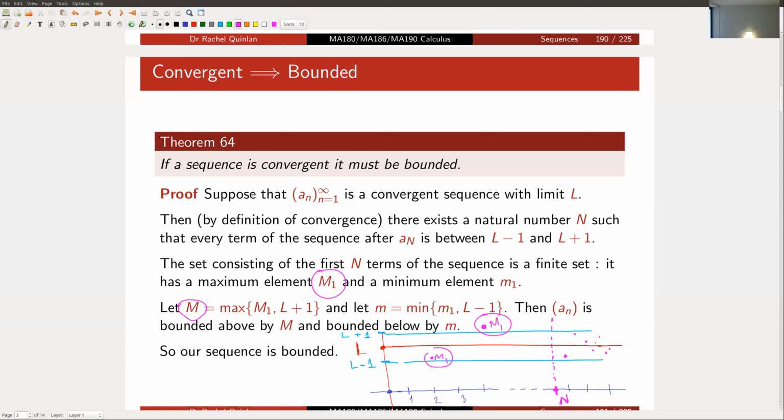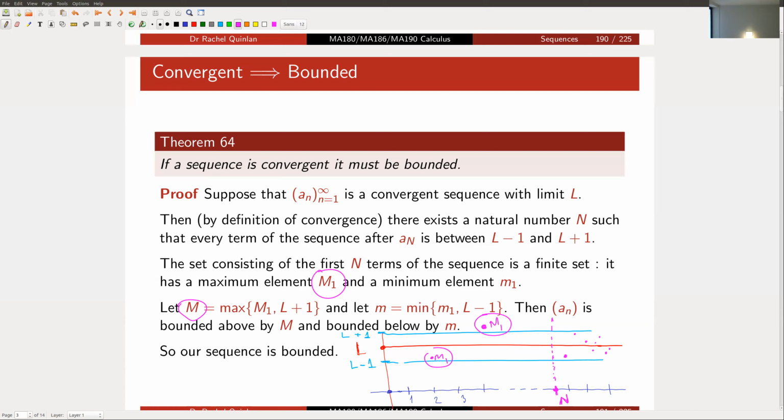Okay, so basically the sequence is composed of two parts, a finite part that's bounded because it's finite, and an infinite part that's bounded because the sequence is convergent. Putting that all together, we find that the sequence is indeed bounded. So that's the strategy.